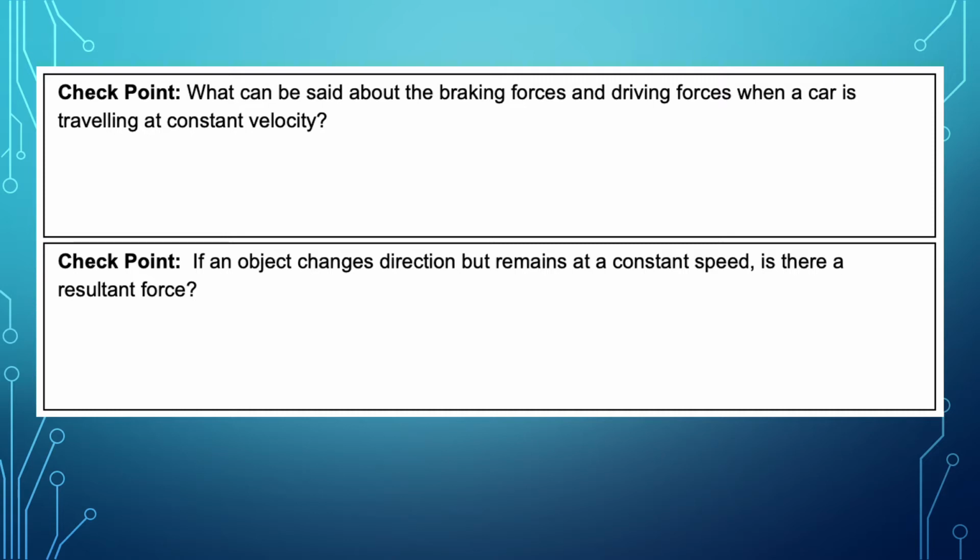So if a car is traveling at constant velocity, is there going to be a resultant force? Okay, and the answer to this is, well, not really, right? Because both forces are equal, okay? And so Newton's first law basically says something along the lines of an object will stay at rest or at constant velocity if there's no resultant force acting on it.